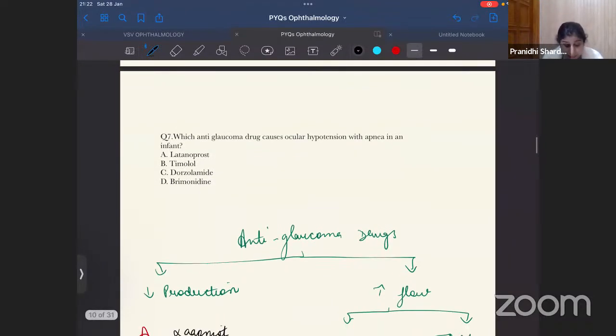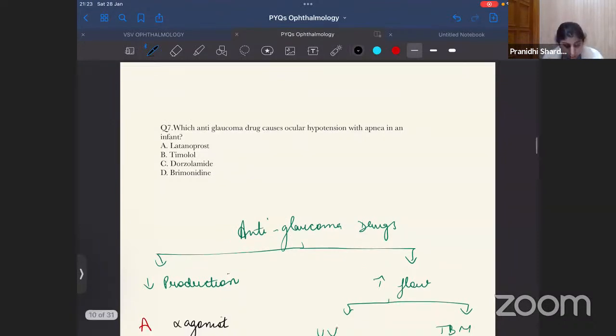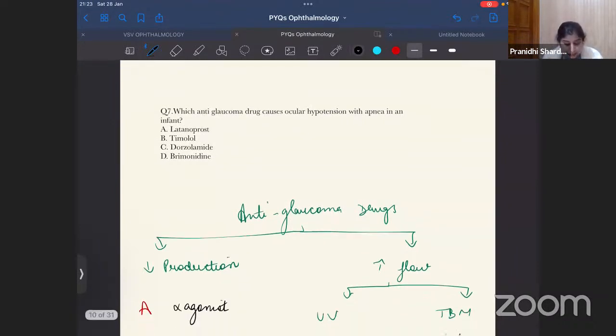Glaucoma. Next is the anti-glaucoma drugs. Recently, there is a trend that anti-glaucoma drugs are commonly asked in the questions, in INI and also NEET-PG. So do study anti-glaucoma drugs by heart. Okay, so the question is, which anti-glaucoma drug causes ocular hypotension with apnea in infants?